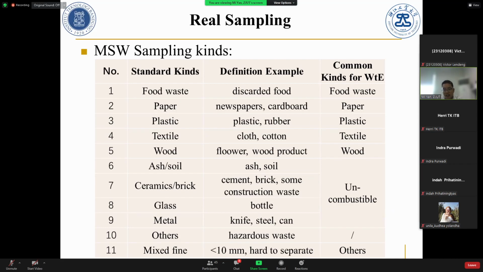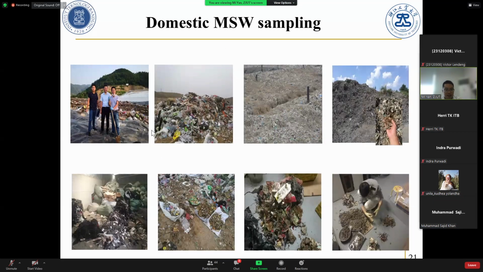So we usually do this. Of course, some companies will ask us to analyze metal. So it will be food waste, paper, plastic, textile, wood, uncombustible, metal, and others. Because for metal, they wanted to know how much percentage can be recycled from MSW. Yeah, this is just some case sampling in China.